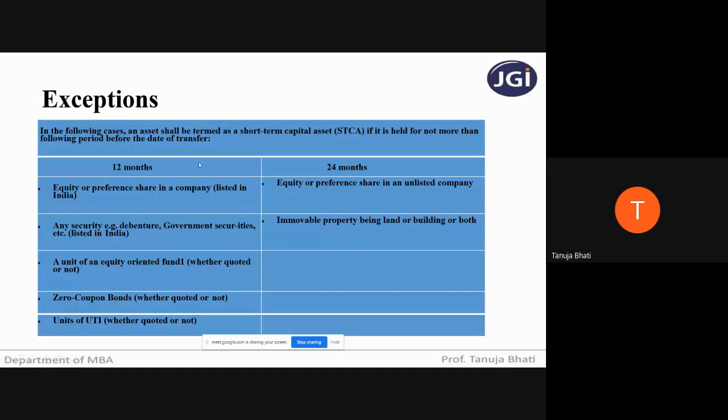Very good. And it is not falling in the exceptions. In the exceptions, only these five and these two are falling. That is where you have to consider 12 months and 24 months respectively for these particular securities or assets. Very good, students. Now you all have understood. Okay, now moving ahead.